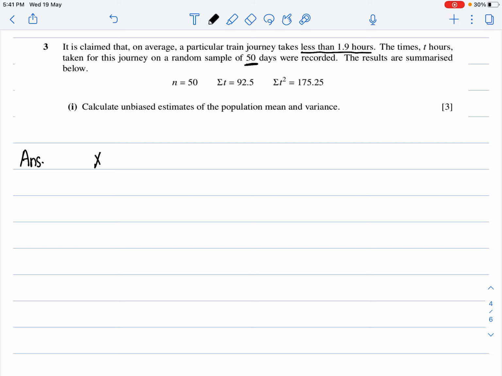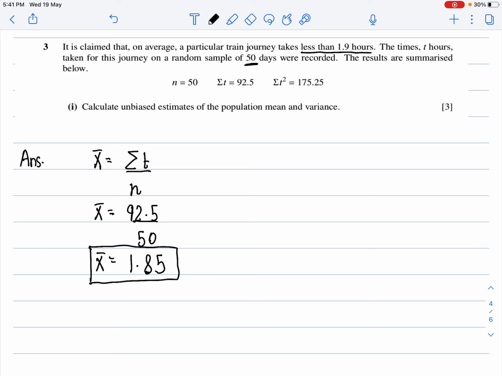The unbiased estimate of the mean is simply the summation of t over n. That means the unbiased estimate of my mean is 92.5 over 50. When I solve this on the calculator, I get my answer as 1.85. So this is the unbiased estimate of the mean.